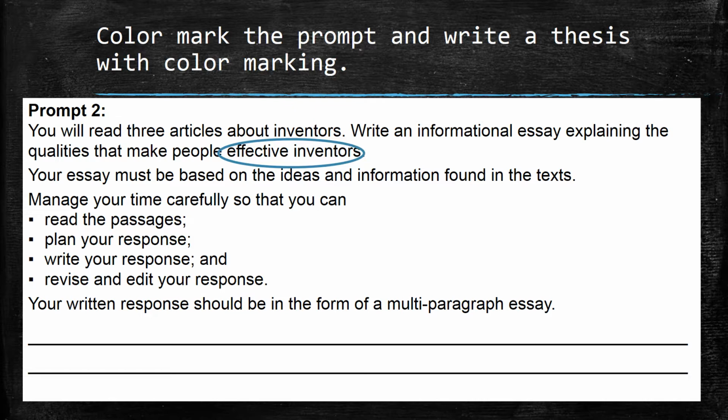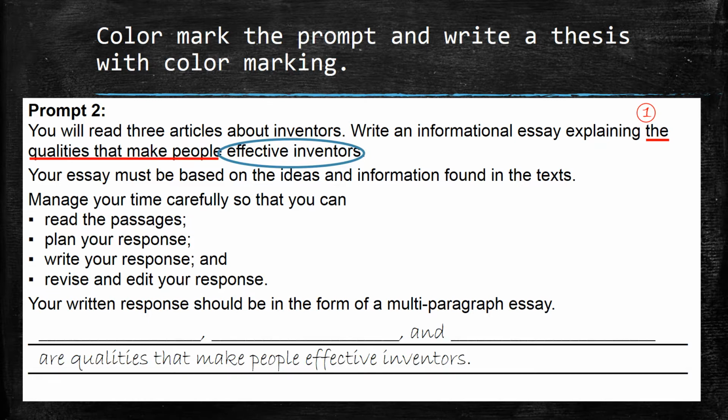We're looking for the qualities that make people effective inventors. So if we're looking for the qualities that make people effective inventors, that's our point. So qualities that make people is what I'm going to underline red. I'm going to make sure that I have the 1 up top in a circle, and as you can see on the bottom, we're also going to make our answer, for our thesis statement for this. So we're looking for the qualities that make people effective inventors.